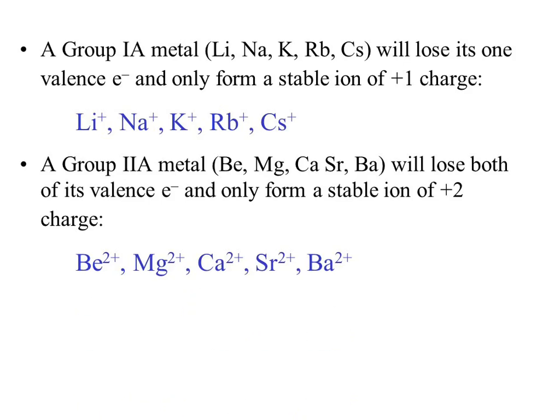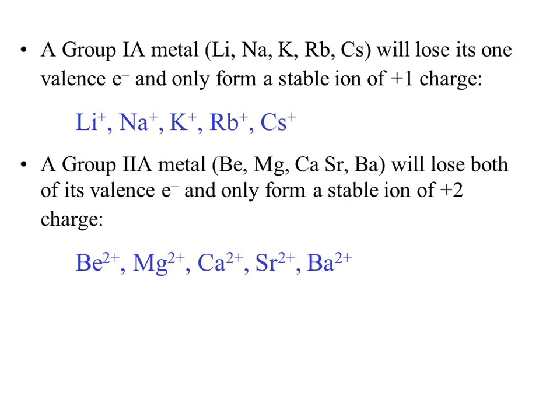Going over, those would be the alkaline earth metals, or 2A. 2A means 2 valence electrons, kick them both off, become a +2 cation. So that would be beryllium, magnesium, calcium, strontium, and barium.